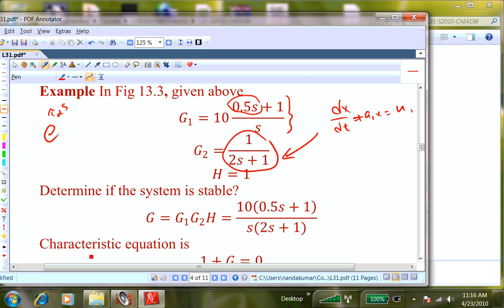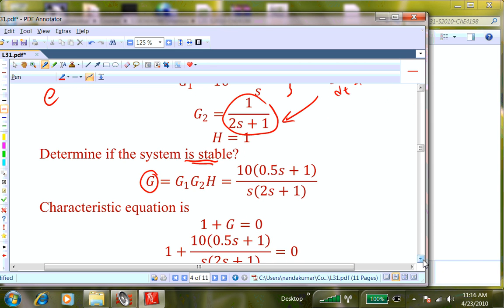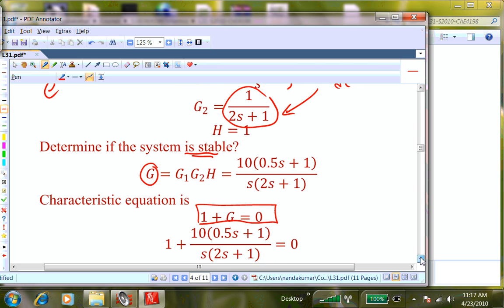Now, given a transfer function like this, our question is to determine if the system is stable or not. For the block diagram that I showed you earlier, you find the G in the denominator, which is the product of all the transfer functions in the loop, G1, G2, H, and then the characteristic equation. This you should be able to do in an exam. Given a block diagram, find an effective transfer function, take the denominator of that, and 1 plus G is the denominator of that effective transfer function, and solve for the roots of those.